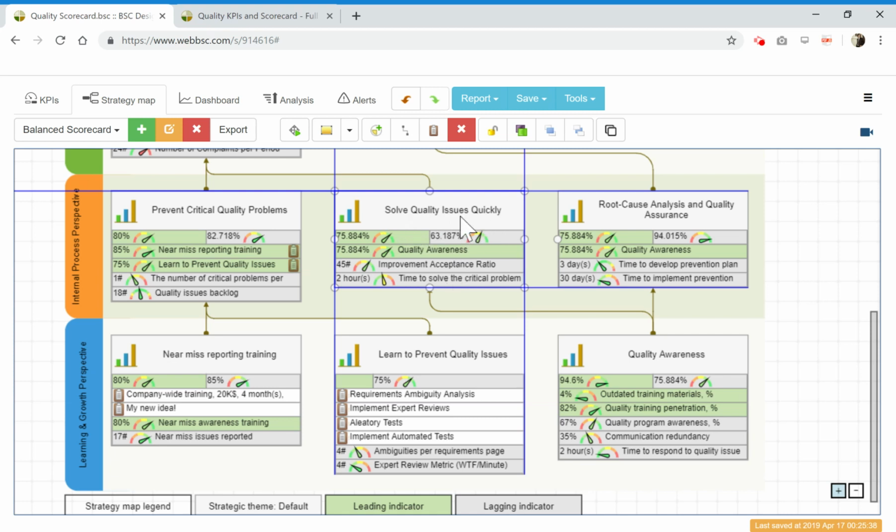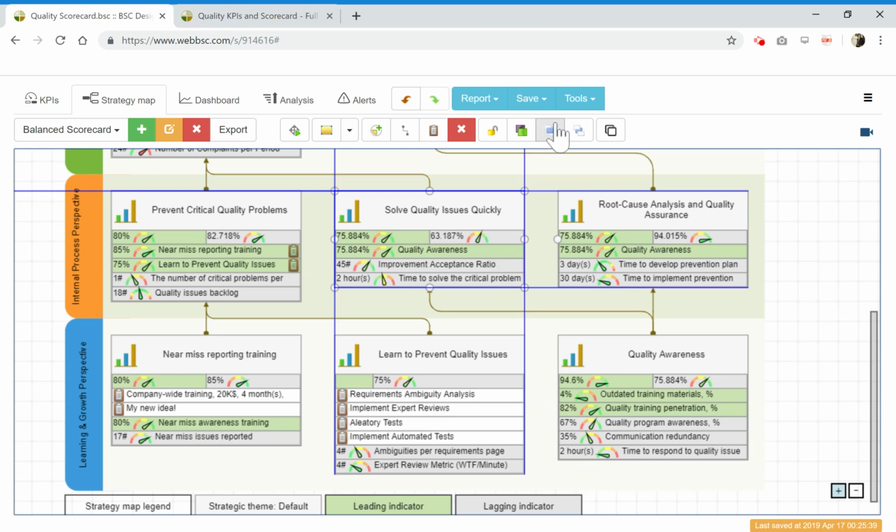And we measure this goal, solve quality issues quickly, by the time that we need to solve the critical problems. It's also a good idea to measure here the time that you need to solve less critical problems. And obviously you need to define what is a critical problem. And we also measure another indicator, improvement acceptance rate. What is this indicator about?